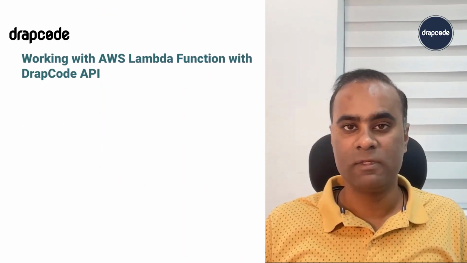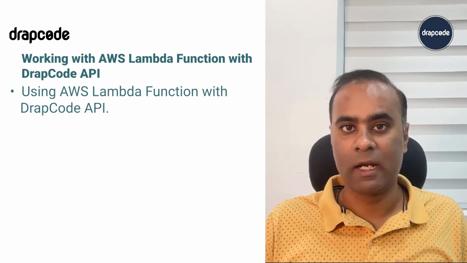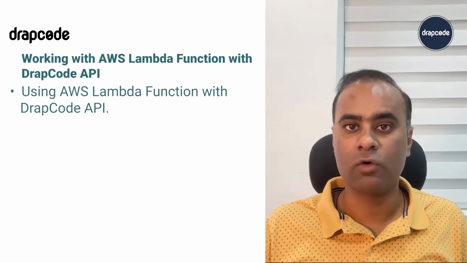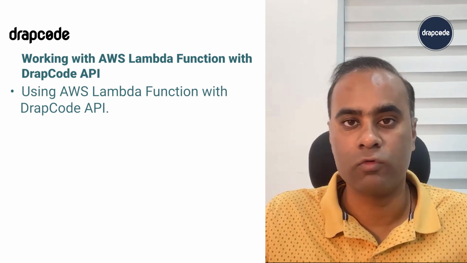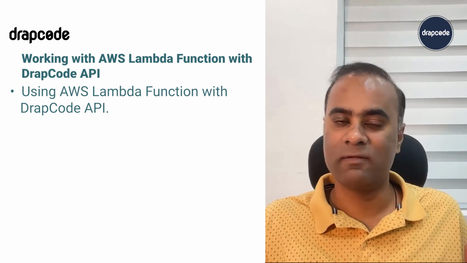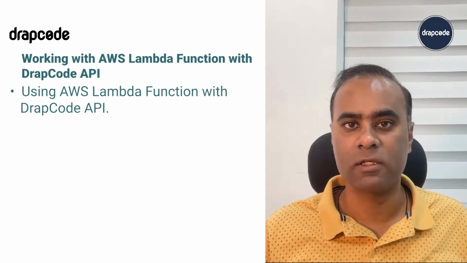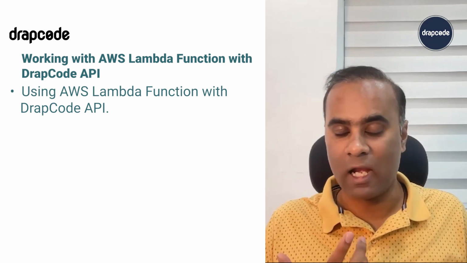So in this video, we will see how to use AWS Lambda to make API calls in DrapCode. In the previous video, we saw how to call the DrapCode Developer API, how to fetch data, how to create new records, and how to update records. But those we saw just via API, right? With hard-coded values directly in the Lambda function. So here we'll see how to give dynamic values.